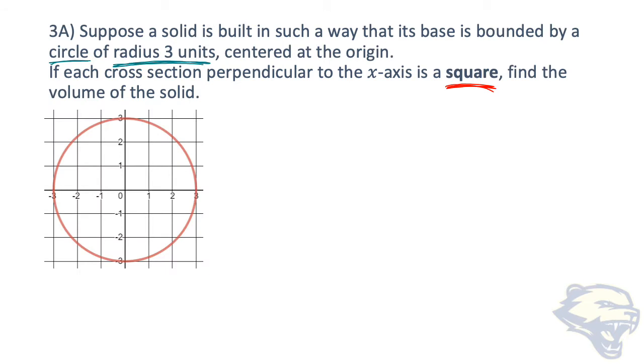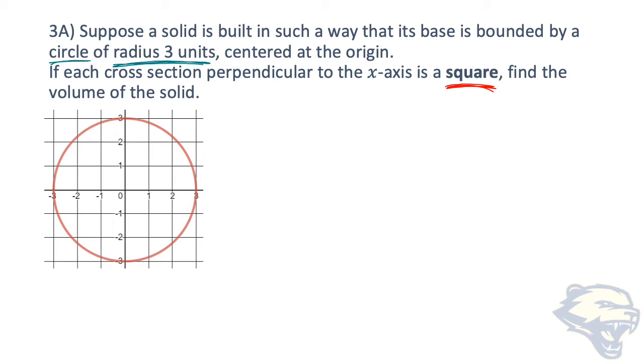All right, so we are going to take it up one more notch and look at a circular base. Okay, so suppose a solid is built in such a way that its base is bounded by a circle of radius 3 units centered at the origin. And then, if each cross-section perpendicular to the x-axis is a square, find the volume of the solid.